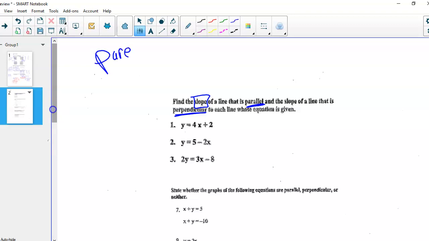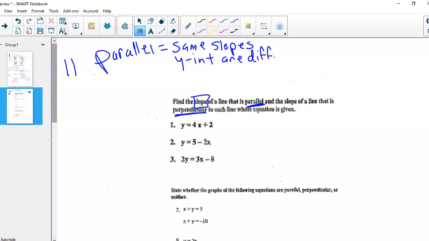So I'm just going to write this side note up here. You don't have to write it, but you can. For parallel lines, we know what about the slopes and y-intercepts? Same slopes. Y-intercepts are different. So remember that that is the symbol for parallel lines. I'm just going to use that to shorthand this. You can write out the word parallel or use the symbol.